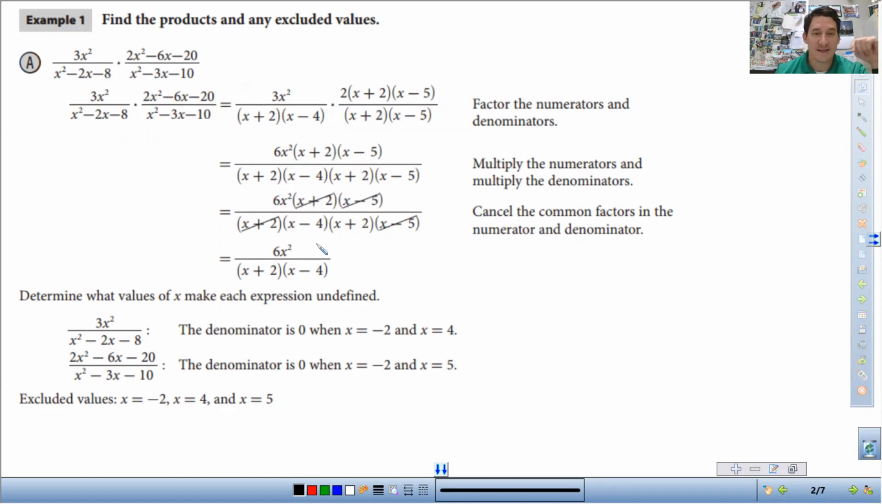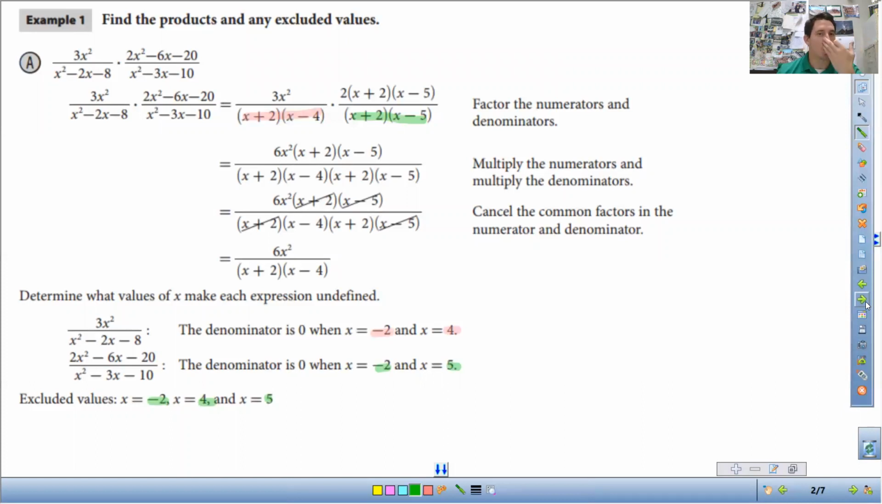The one thing is finding excluded values. I would look at the excluded values after you factor. So if we look here to see what the excluded values are, remember it's going to be opposite. So excluded values from this denominator here are going to be -2 and +4. And then the excluded values from this one are going to be -2 and +5. So we actually only have 3 excluded values, -2, 4, and 5.